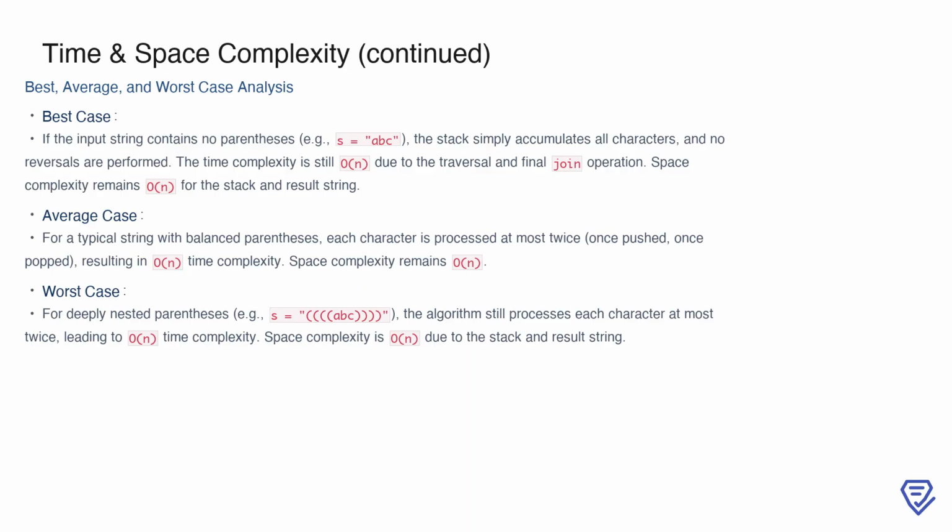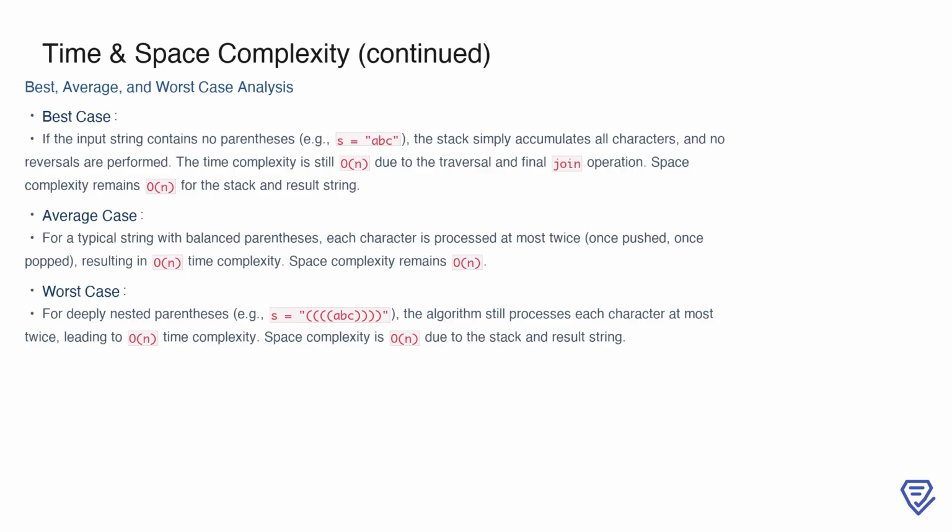In the average case, for a typical string with balanced parentheses, each character is processed at most twice, once when it is pushed onto the stack and once when it is popped off. This results in the same n time complexity, and the space complexity remains n. Even in the worst case, such as deeply nested parentheses like s equals abc, the algorithm processes each character no more than twice. Therefore, the time complexity is still n, and the space complexity remains n, due to the stack and result string.